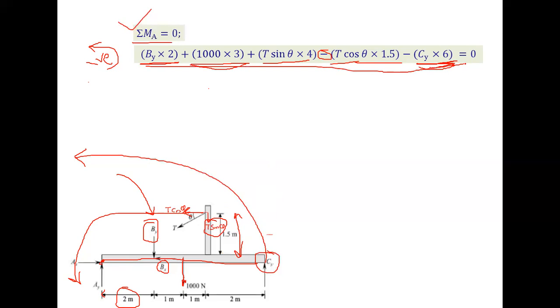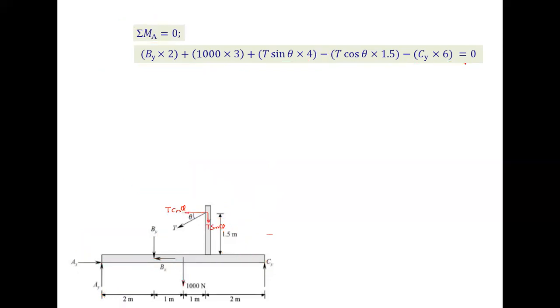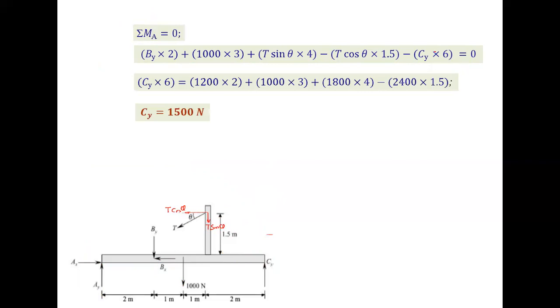If you solve this equation, then you can easily find out Cy. So Cy will be equal to 1500 Newton. Now just put this Cy value in the previous equation of Ay and Cy, and you will get Ay is equal to 2500 Newton. So in this way, we can calculate all the external force applied by the supports.